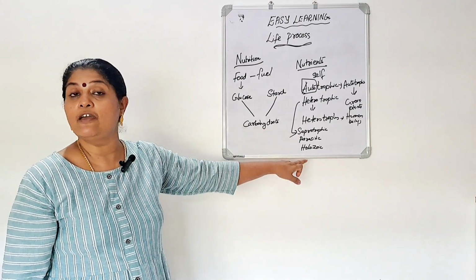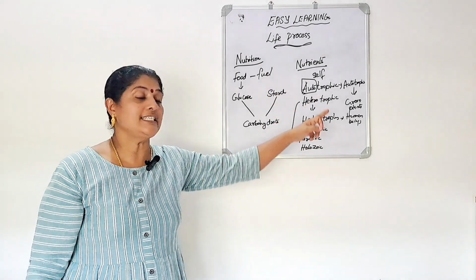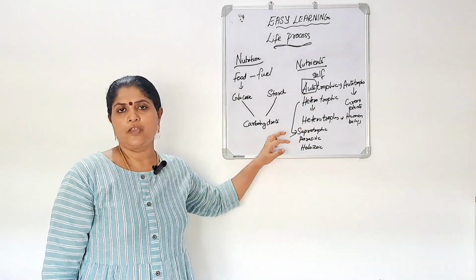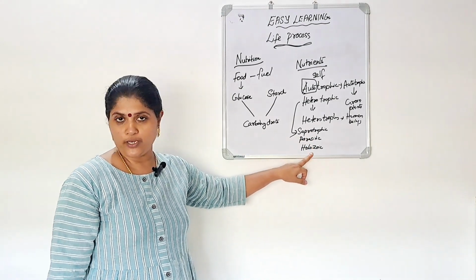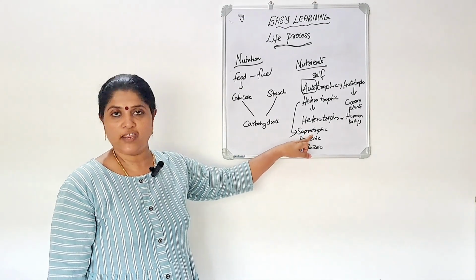So, let us see the definitions of all the three. All these are very important for the board exam. So, let us see the definitions of saprotrophic nutrition, parasitic and holozoic nutrition. First one is saprotrophic nutrition.